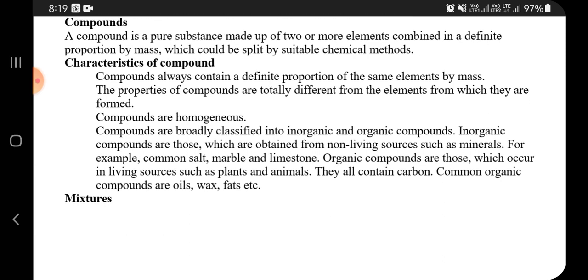Characteristics of compounds. Compounds always contain a definite proportion of the same elements by mass. The properties of compounds are totally different from the elements from which they are formed. They are homogeneous. They are broadly classified into inorganic and organic compounds.